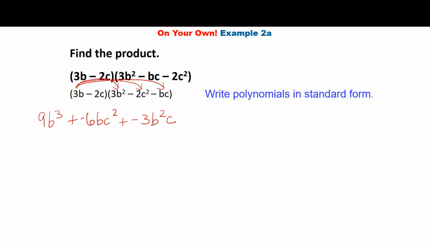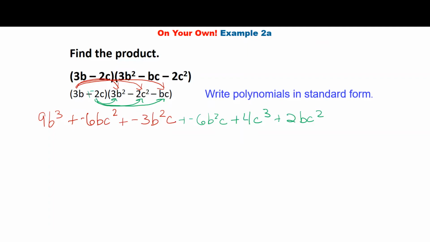All right, next I'm going to distribute my negative 2c. Negative 2c times 3b squared is plus a negative 6b squared c. All right, negative 2c times negative 2c squared is going to be a positive 4c cubed. And finally, negative 2c times a negative 1bc is actually a positive 2bc squared.